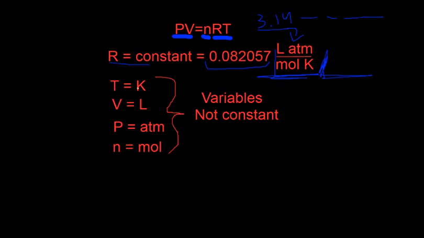Besides that constant, we have four variables in here. We have temperature, which you're going to want to make sure is Kelvin. So if you're given the temperature in Celsius, you have to convert it to Kelvin. Your volume you want in liters, so if you're given milliliters, convert it to liters. Pressure is in atmospheres. If you're given the pressure in millimeters of mercury, convert it to atmospheres first. And amount is moles. So if you're given the amount in mass, convert it to moles before you do anything.